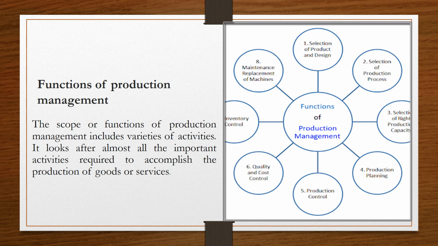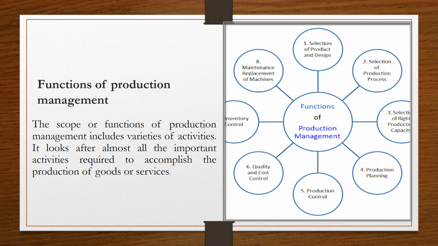Inventory means everything that is being used. It may be from raw materials till finished goods in the market. Everything can be considered as inventory. Here, if we talk about inventory, whatever things that we use for the production process, we have to control it, manage it, and see that there is no overstock or understock. That is said to be one of the crucial areas of production management.